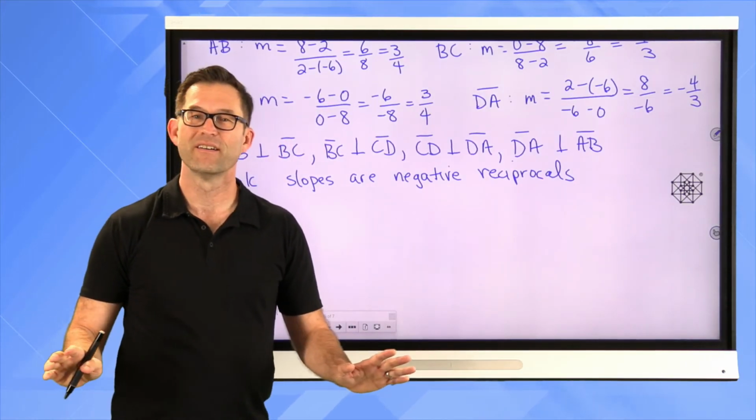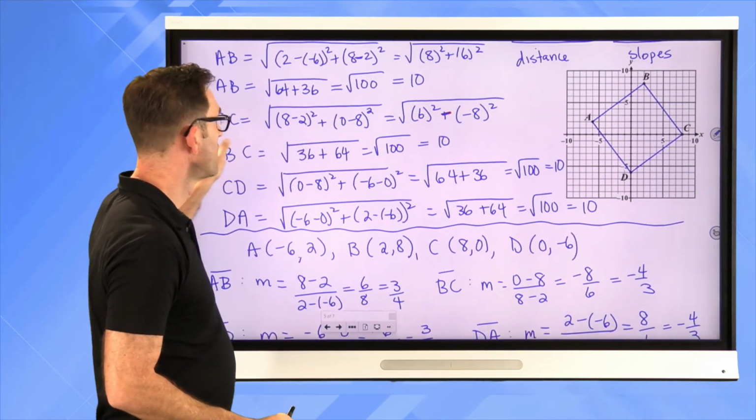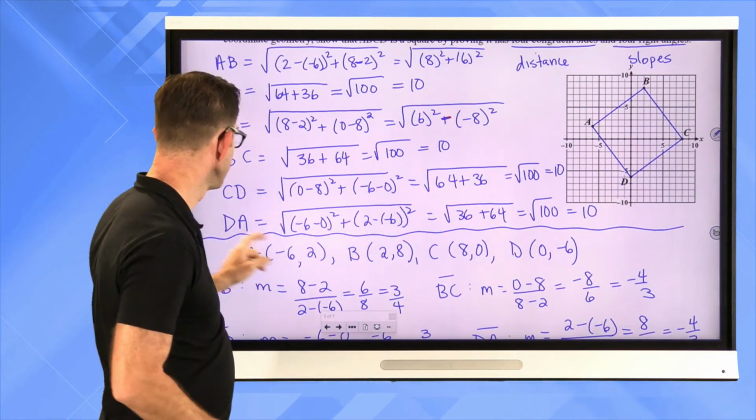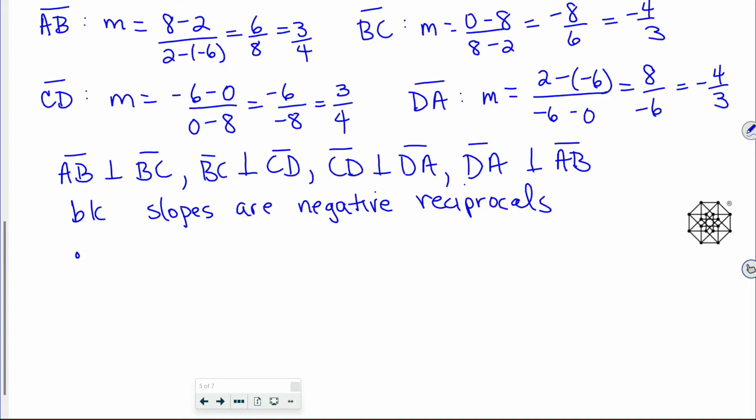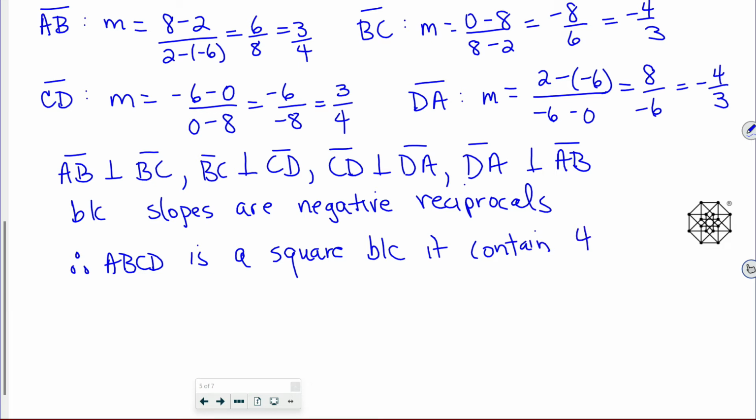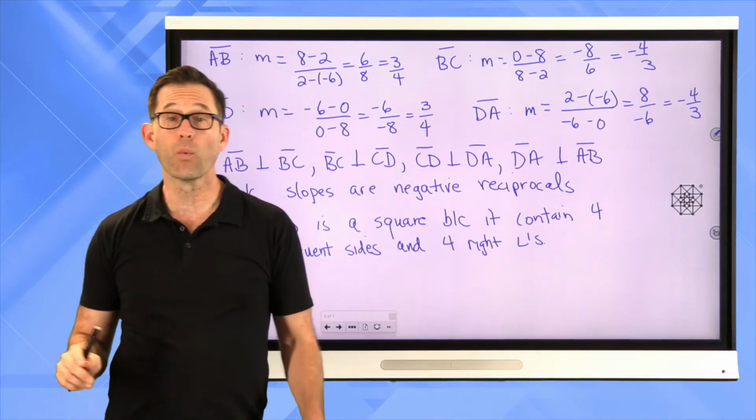So what do I have now? I now have 4 sides that are the same length, 4 right angles. So I can now say, therefore, ABCD is a square because it contains 4 congruent sides and 4 right angles. All right, a lot of work, right?